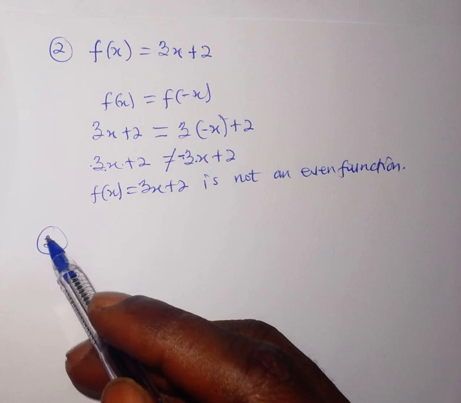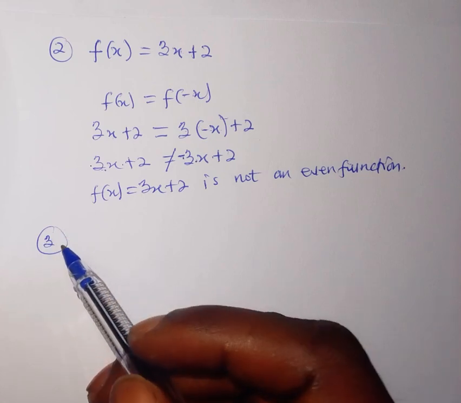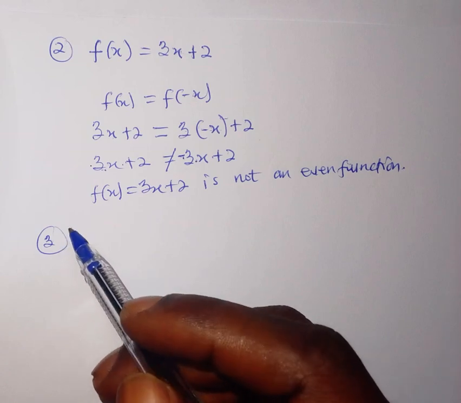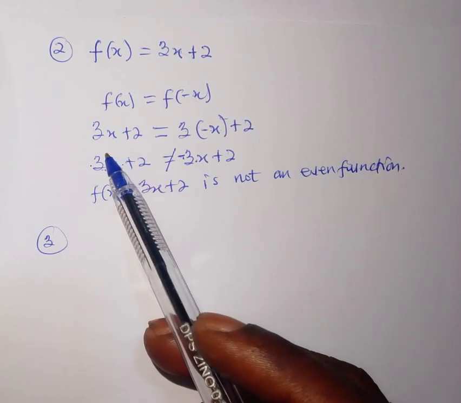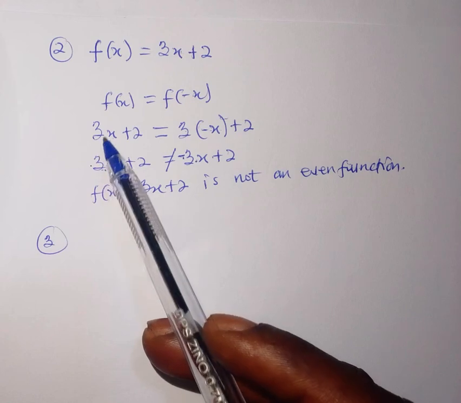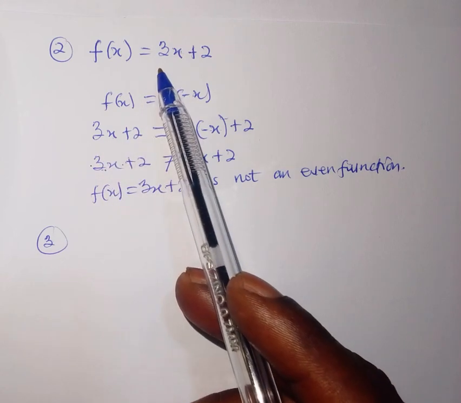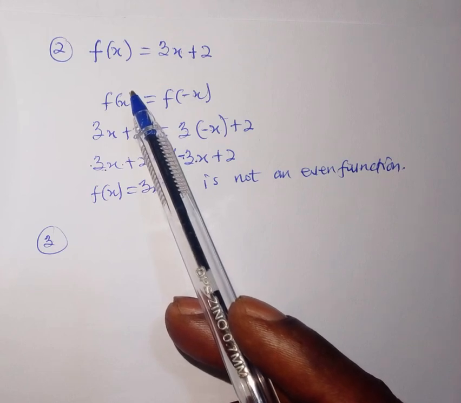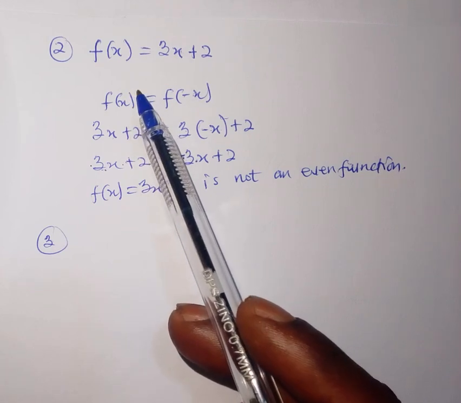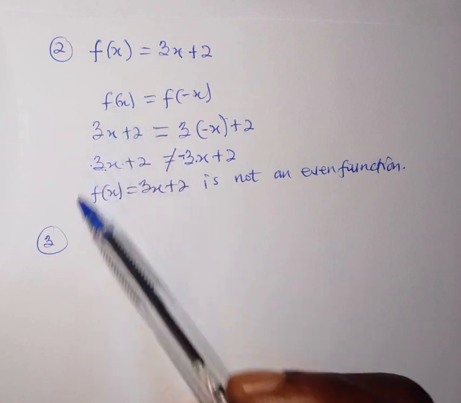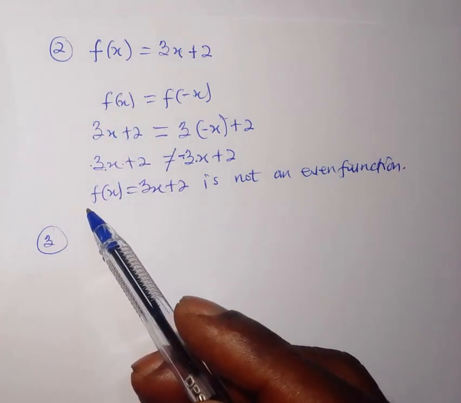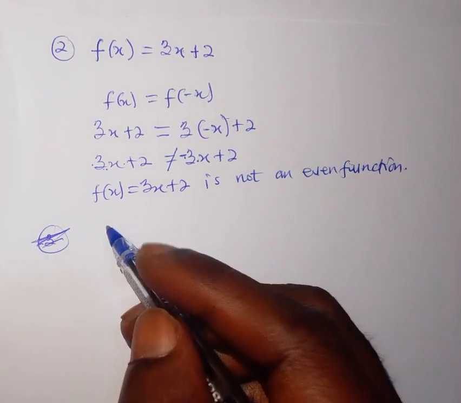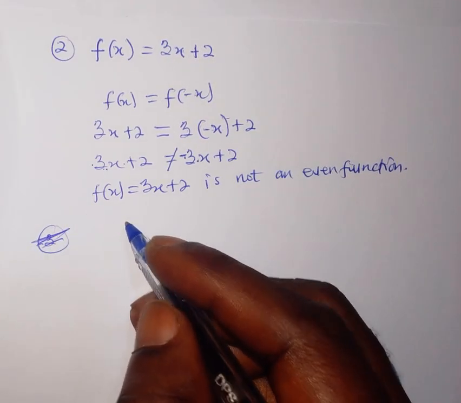But before we solve another example, let's look at this. Do you know that we can also use numbers to test? When a function is given to you, we can use numbers to test whether it is an even function. So let's go back to the first example that we solved. So let me cancel this. Okay, so in the first example, it was given as what?